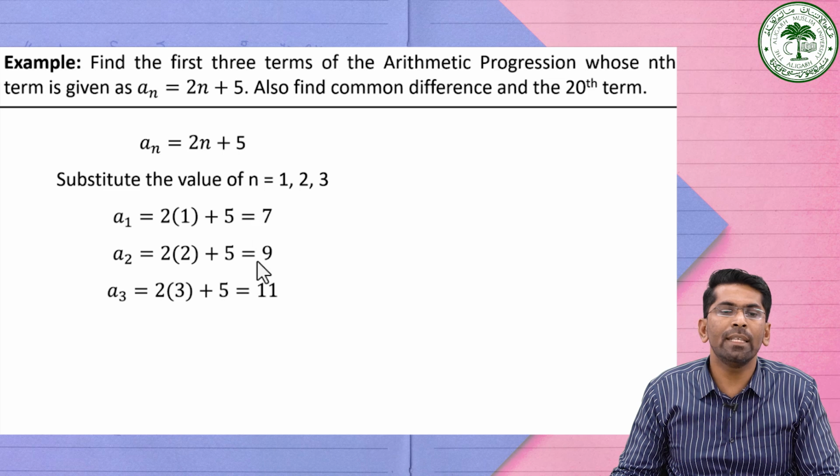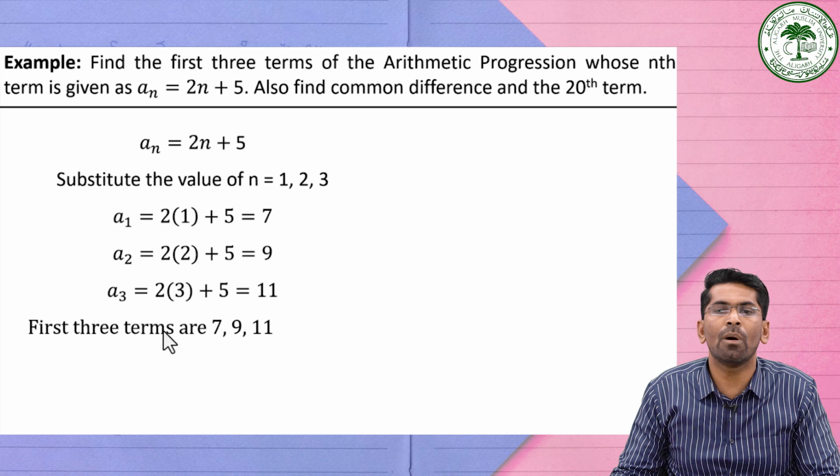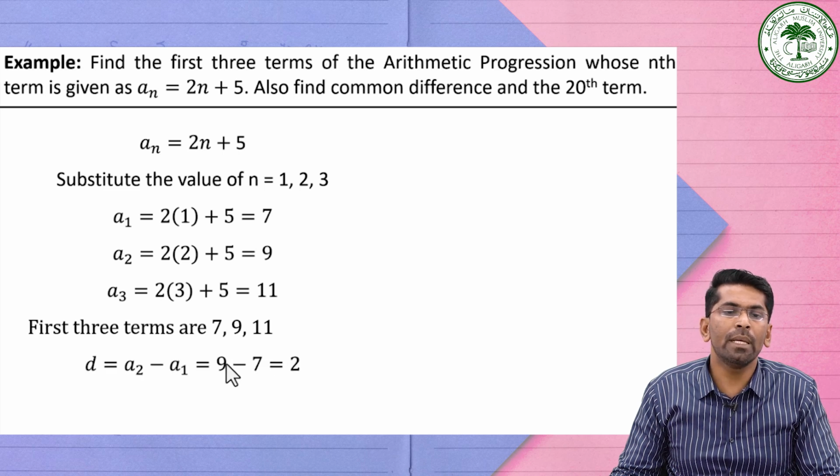Now we can say that these are the first three terms of the arithmetic progression, that is 7, 9, 11. So this is the arithmetic progression, and here the first term is equal to 7 and the common difference d is equal to the difference between the consecutive numbers. So it is 9 minus 7, which is equal to 2. So here the common difference is equal to 2 and the first term is equal to 7.